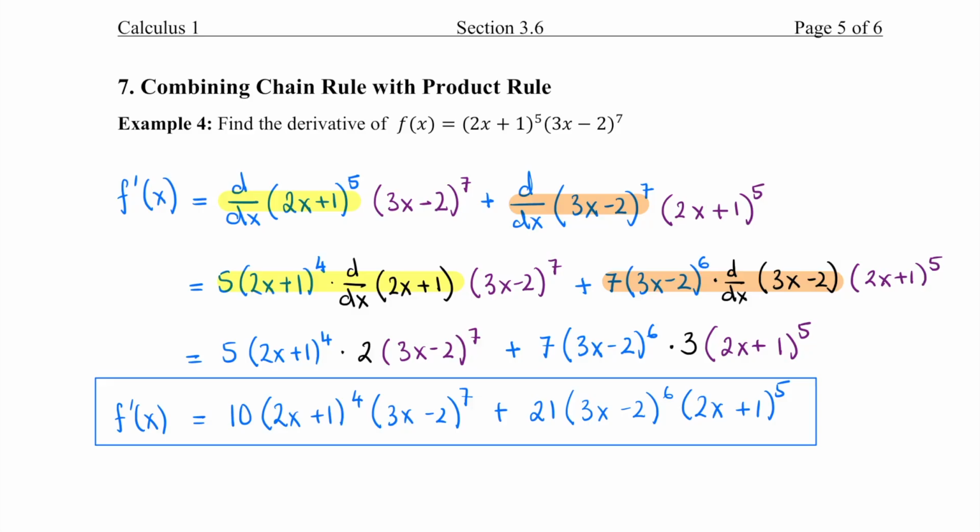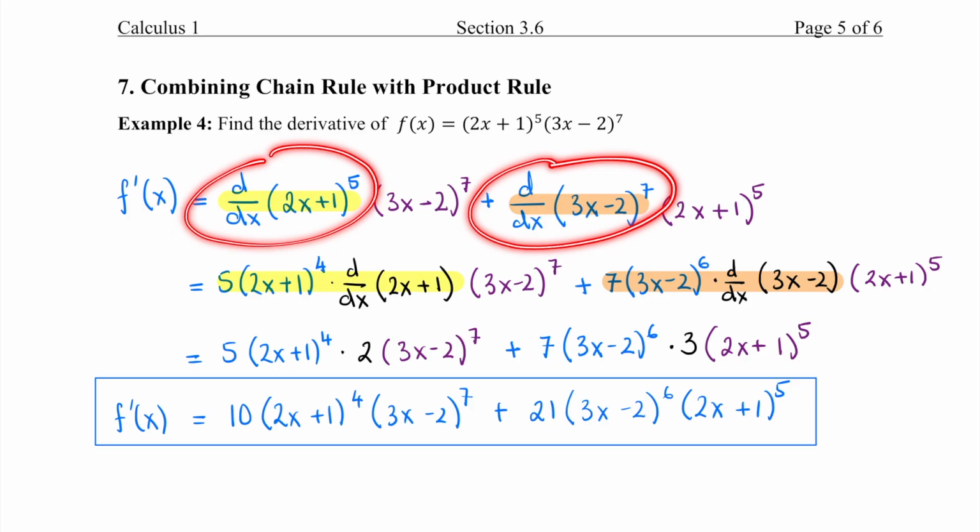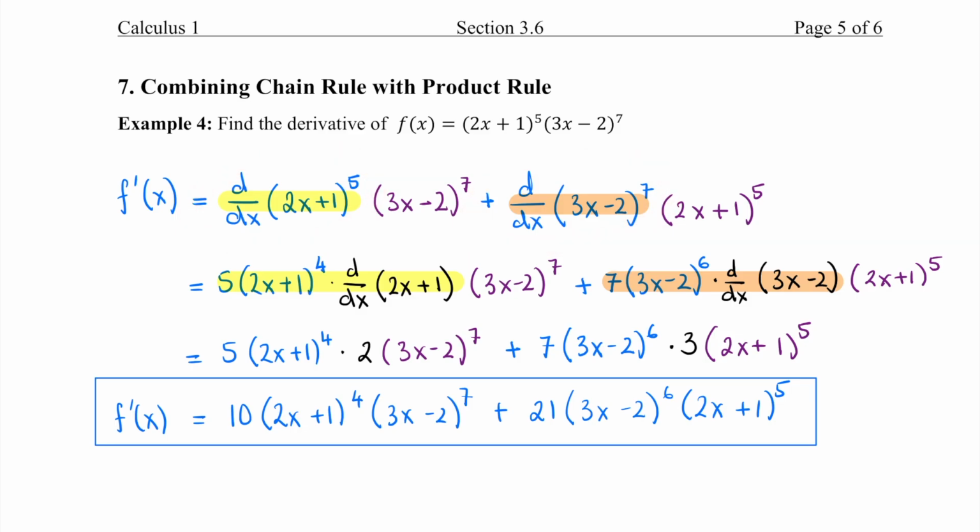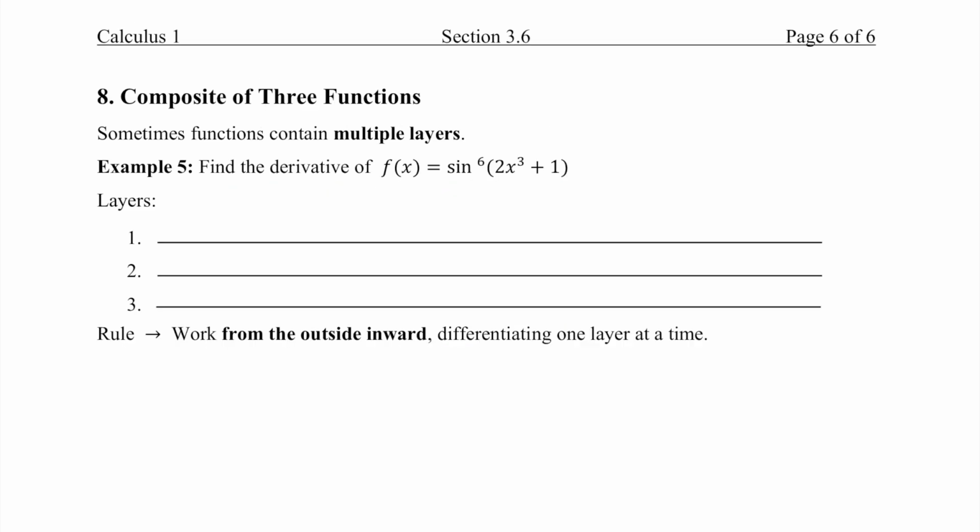The important idea here is, first, recognize the function is a product, so we use the product rule. Then, when we differentiate each part, we apply the chain rule because each part contains a function raised to a power. So sometimes in calculus, we need to combine multiple rules together. Now, let's look at another example.